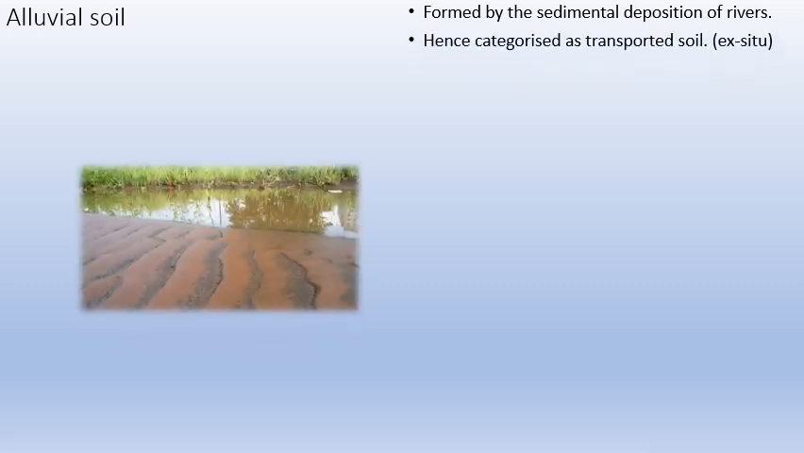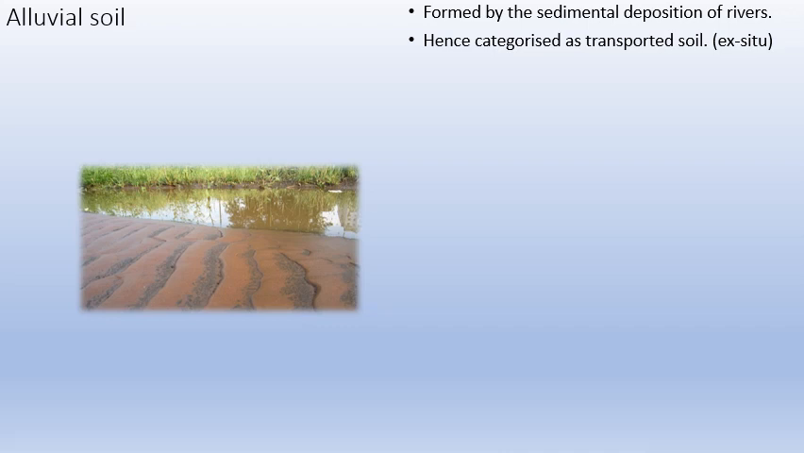Starting off with alluvial soil. Alluvial soil is formed by the sedimental deposition of rivers. It hence is categorized as transported soil. So this is a category which we should give to every kind of soil. If it's formed by transportation, it would be transported soil. It can also be called ex situ. Situ is where it is situated. Ex is away from where it is situated. So it is situated away from its origin. So it is ex situ.